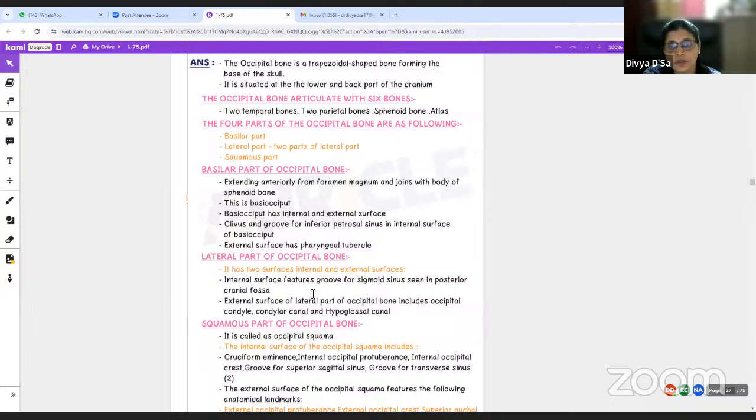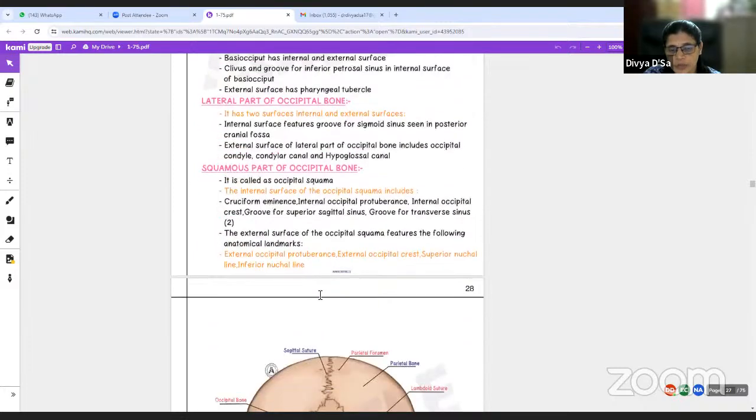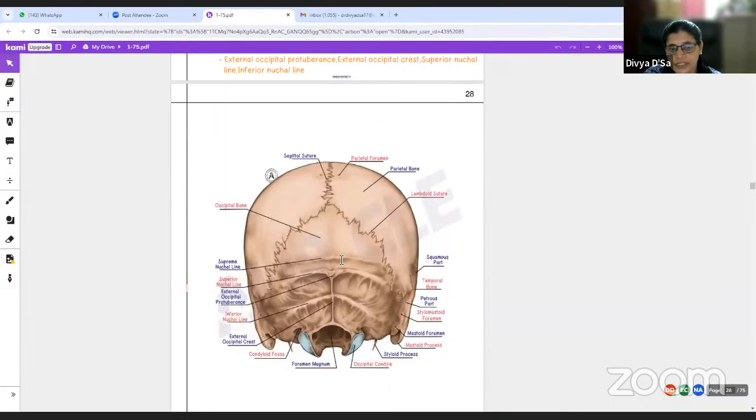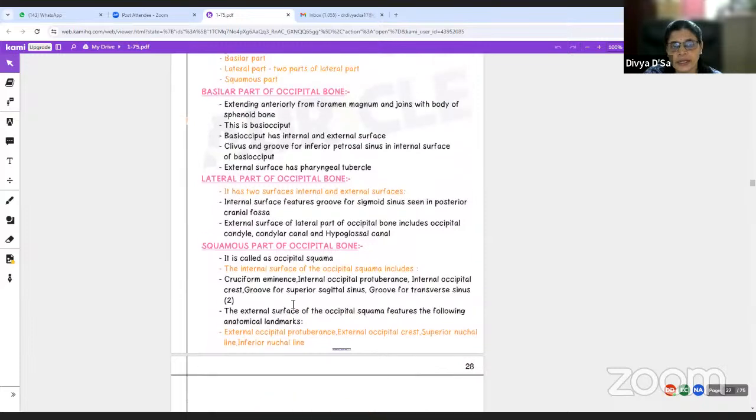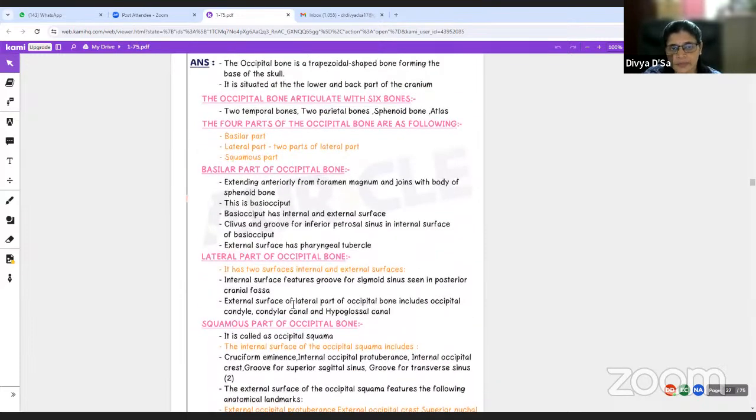So the parts of the occipital bone are the basilar part, the lateral part, and the squamous part. The basilar part is downwards. So the squamous part will be this part, and the lateral part. The basilar part of the occipital bone will extend anteriorly, and there we will have a foramen, which is known as the foramen magnum. After that it joins with the sphenoid bone in the front. So that is known as the basi-occiput.